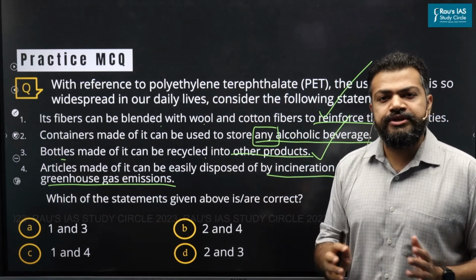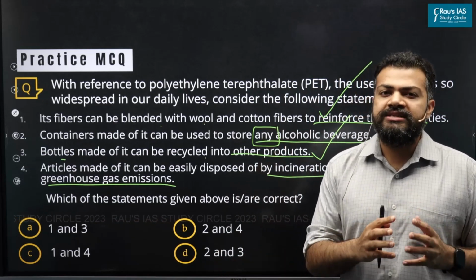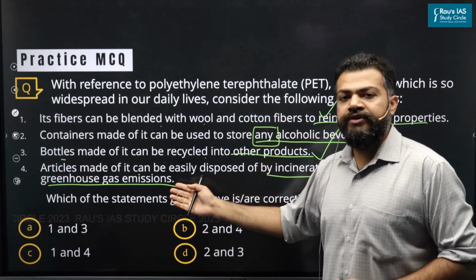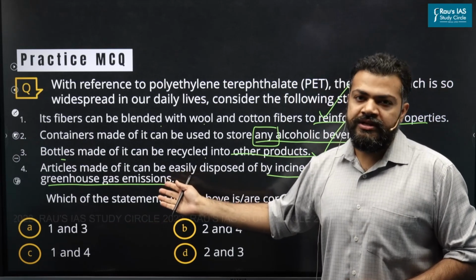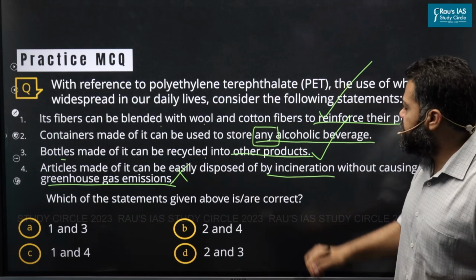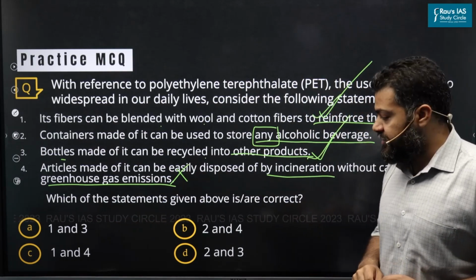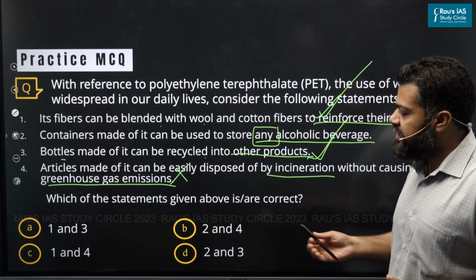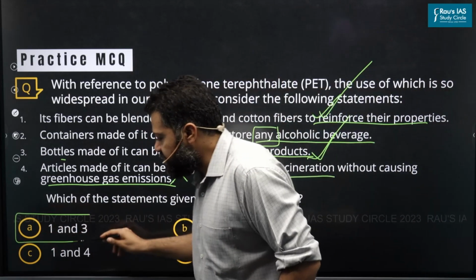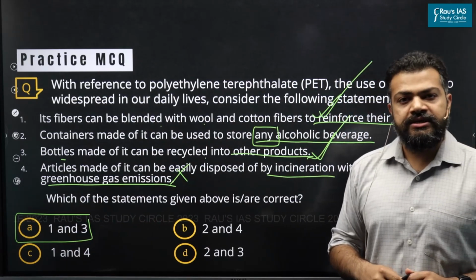Like I already mentioned, all plastics are carbon-based compounds. So if you have carbon-based compounds being burned, it's fairly obvious greenhouse gases will definitely be released, right? So point number 4 is obviously incorrect. Point number 1 and point number 3 are obviously correct. Let's see which options can fit in. When you look at the options, it is very clear that option A is the right answer. Options 1 and 3.